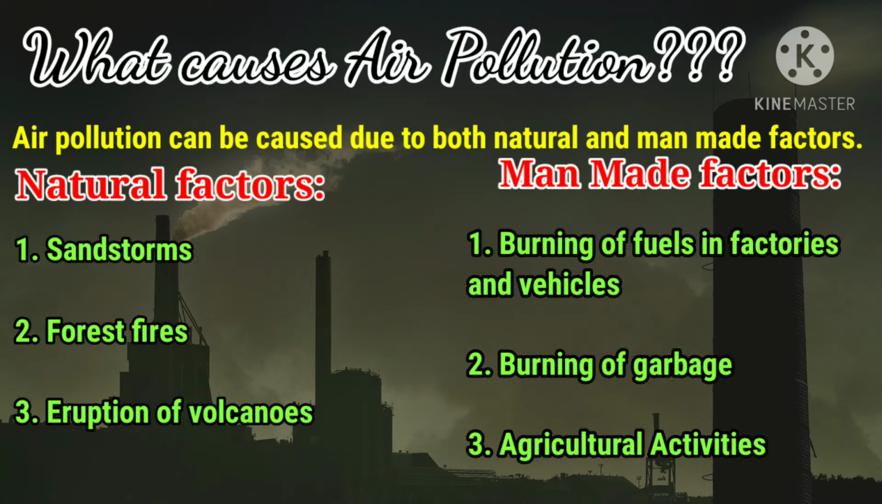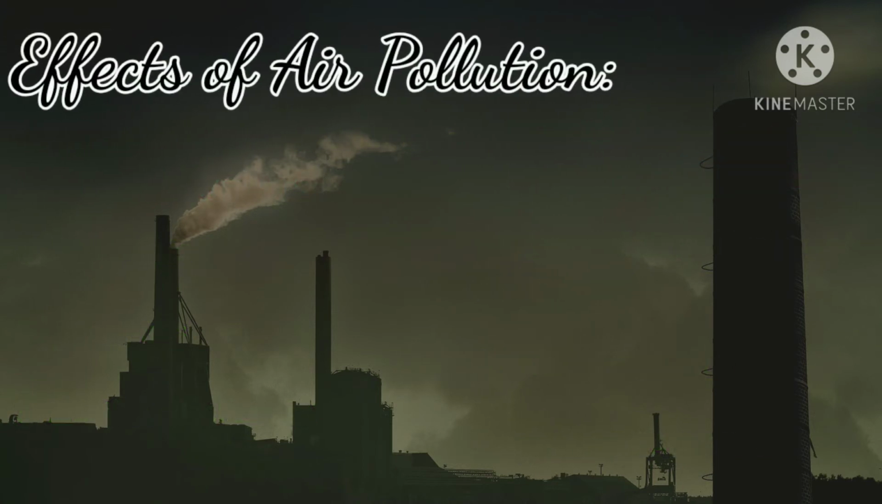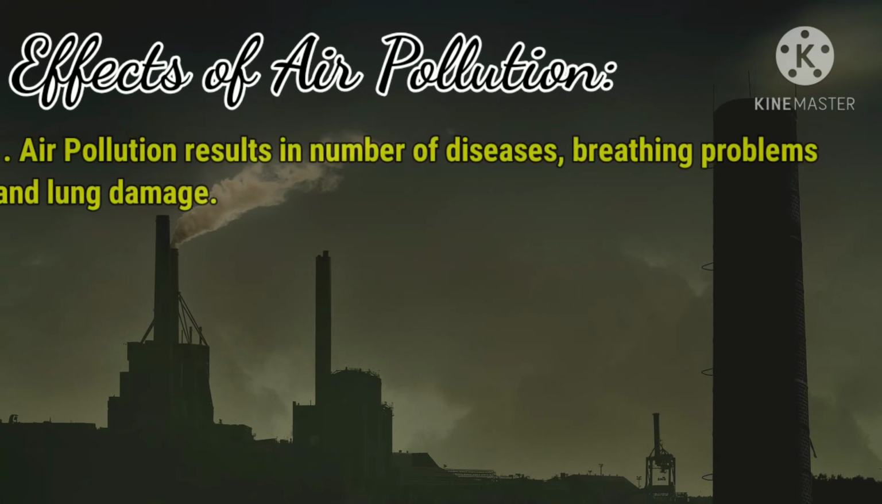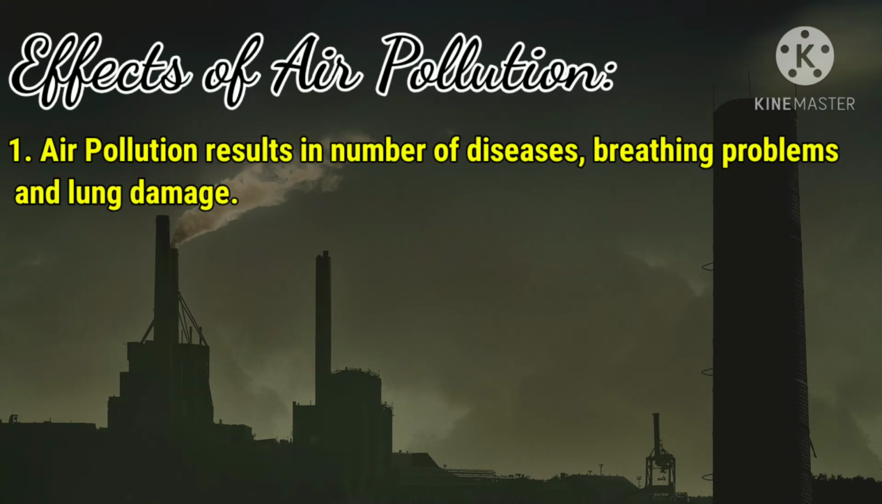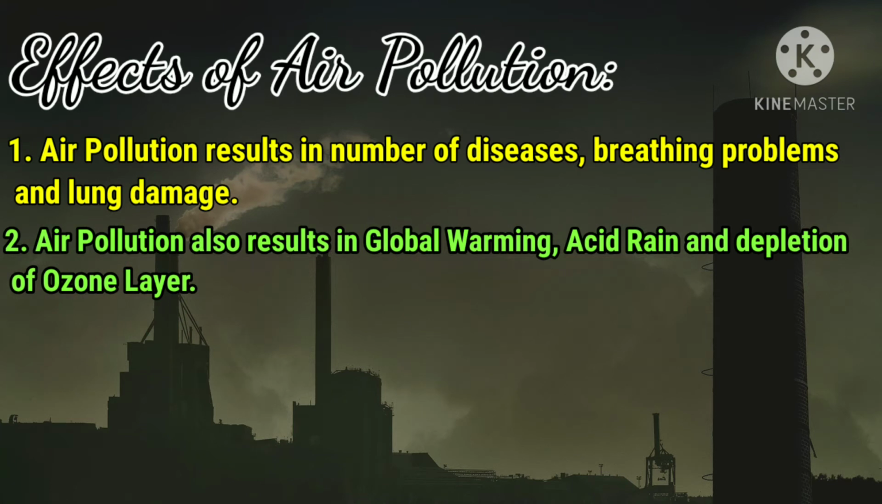All right. So now let's discuss the effects of air pollution. As we discussed earlier also, air pollution results in a number of diseases, breathing problems and lung damage. And air pollution also results in global warming, acid rain and depletion of the ozone layer. Okay, do you know the meaning of the term global warming? Actually, global warming is an increase in the temperature of the earth.